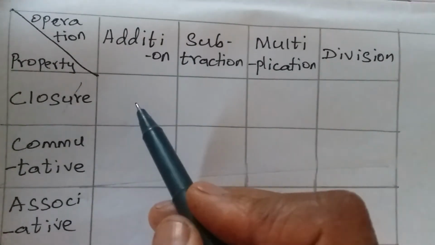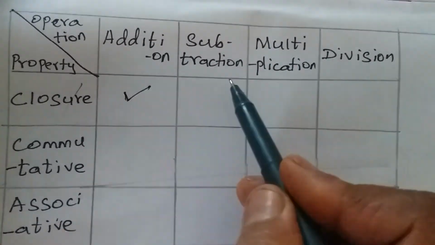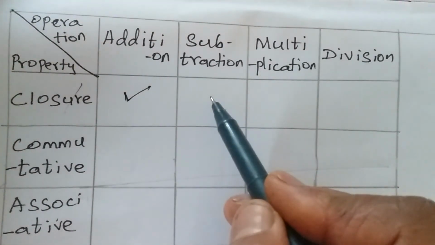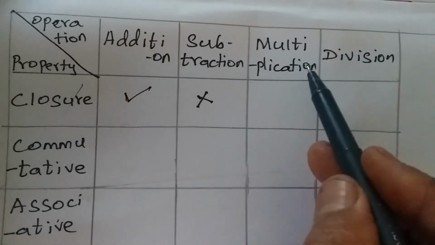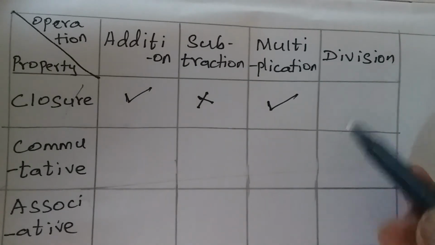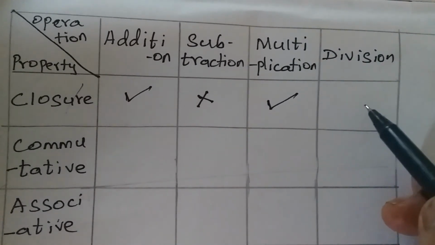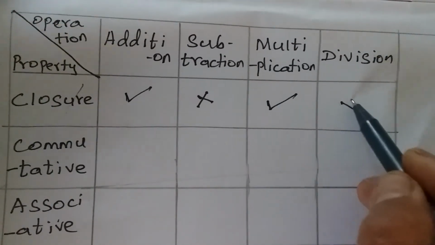When you add two whole numbers, we get a whole number. Yes, true. Subtraction, when you subtract two whole numbers, are we getting a whole number? No, because 3 minus 5, we cannot subtract 5 from 3. And multiplication, when you multiply two whole numbers, the answer is also a whole number. True. Division, when you divide whole numbers, it is not always a whole number. Sometimes we get a fraction, so not true.